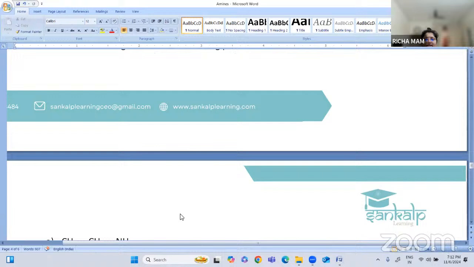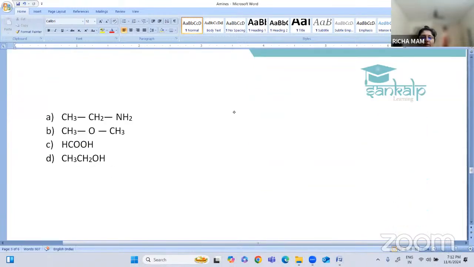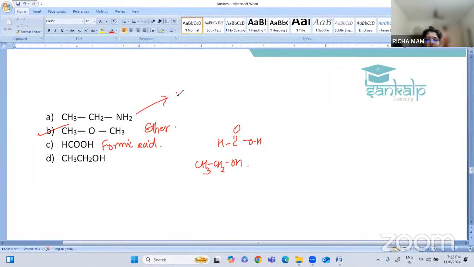Next question. Which of the following has the lowest boiling point? These are the options. Which will have the lowest boiling point? Option B, ether. So this is a formic acid. This is an alcohol. This is an amine. And this is an ether.